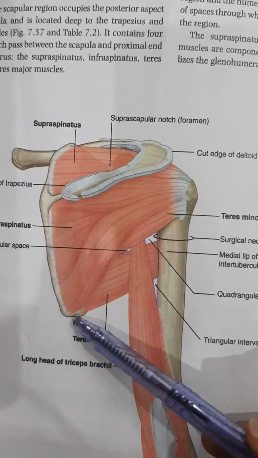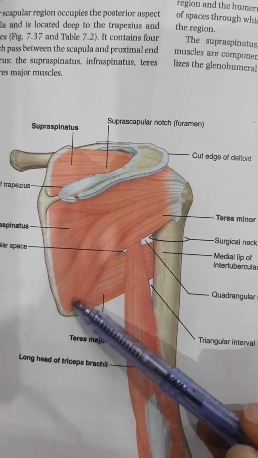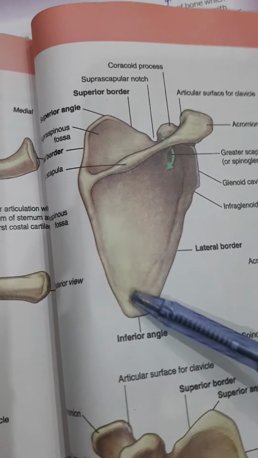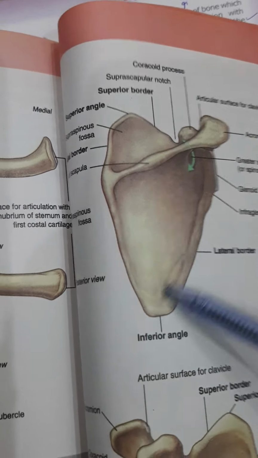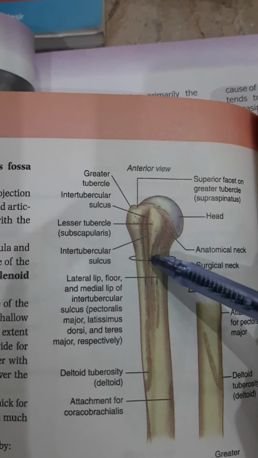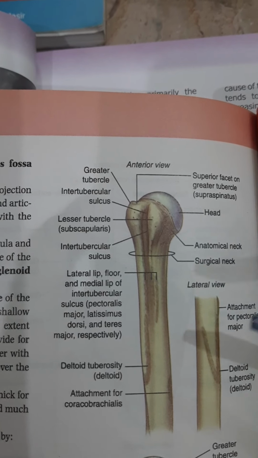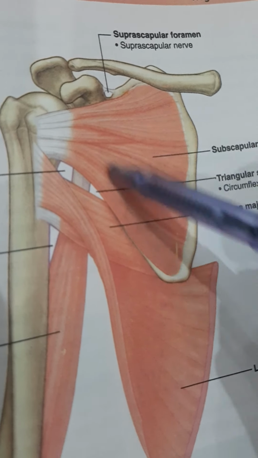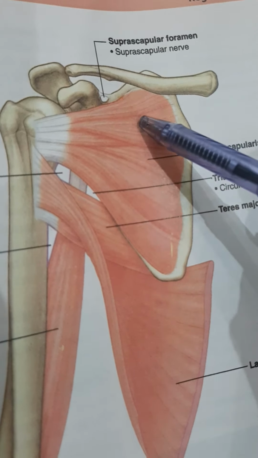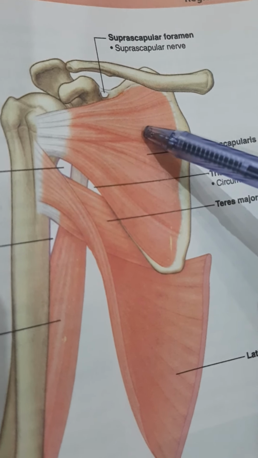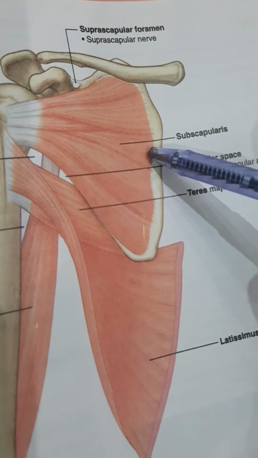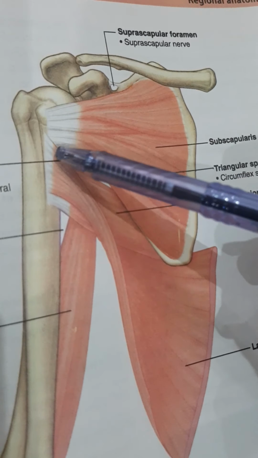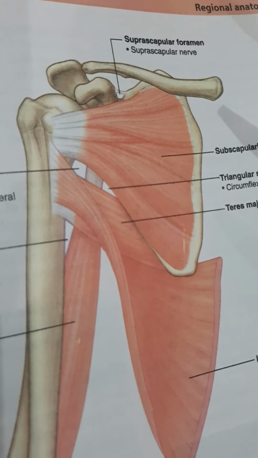Teres major arises on the elongated oval area on the posterior surface of the inferior angle of the scapula. At this point teres major arises, and it attaches on the medial lip of the intertubercular sulcus of the anterior surface of the humerus. Here comes the subscapularis, which arises from the medial 2/3 of the subscapular fossa on the anterior surface of the scapula, and it attaches on the lesser tubercle of the humerus.